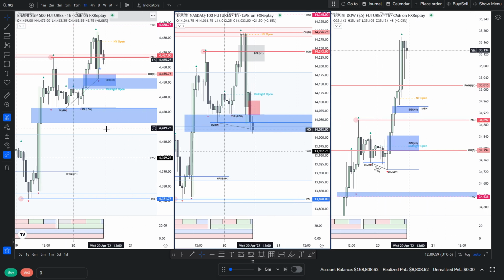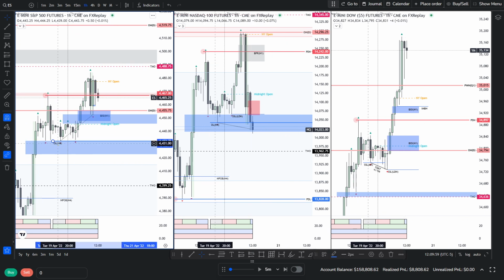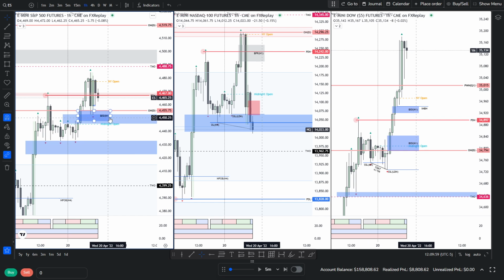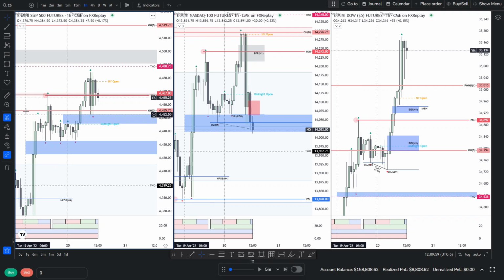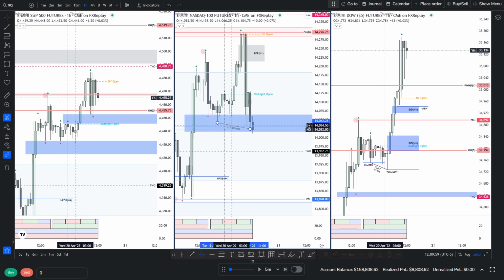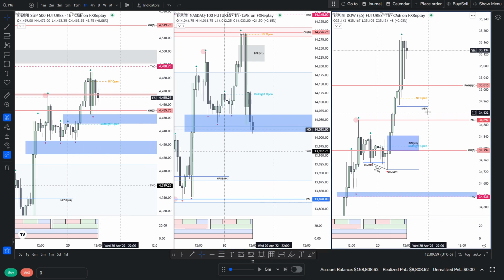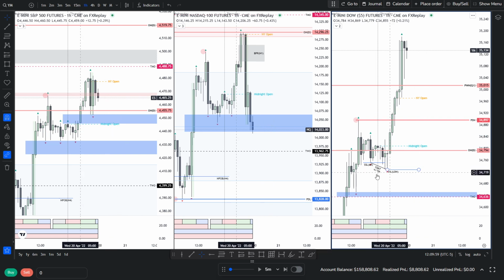So what we're going to do first and foremost, clear up the chart. Let's clear all the key levels we don't need for now, and then we'll reevaluate what's what when we get there. So we don't need the previous day's high. Can go. Get rid of that as well. All this can go for now.